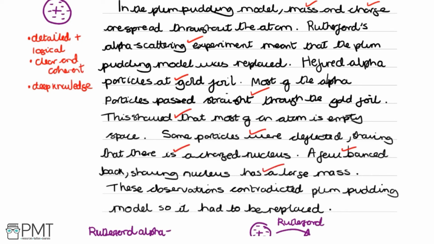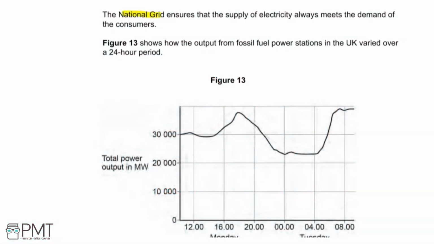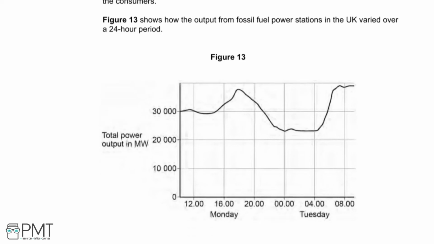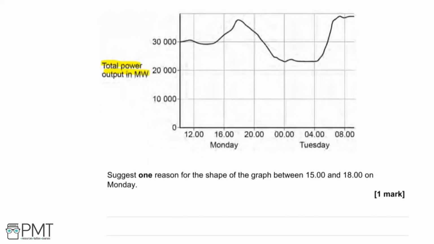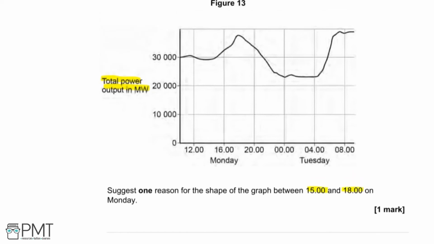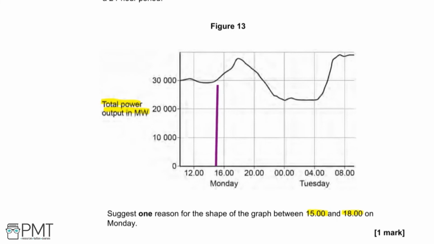The national grid ensures that the supply of electricity always meets the demand of the consumers. Figure 13 shows how the output from fossil fuel power stations in the UK varied over a 24-hour period. You can see that there's the total power output on the y-axis and the time on the x-axis. Suggest one reason for the shape of the graph between 3 PM and 6 PM on Monday. 3 PM is here, and 6 PM is about here.